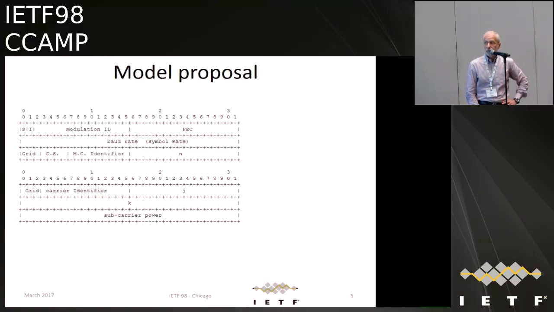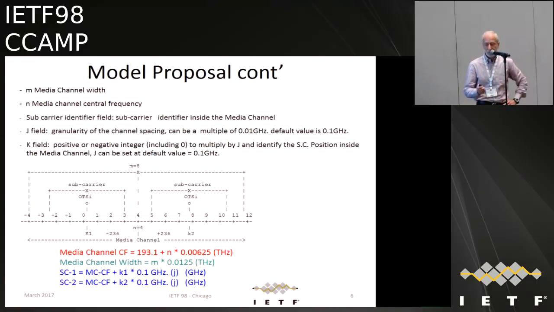Basically, how do we identify the subcarrier inside the media channel? Other than having the value of n and the grid and the media channel identifier, we added two other parameters related to the position of the single carrier compared to the central frequency of the media channel. In other words, we added two new parameters. One is k, that is the position, as I said, of the specific carrier compared to the n value. And so we have as many k as we have subcarriers.